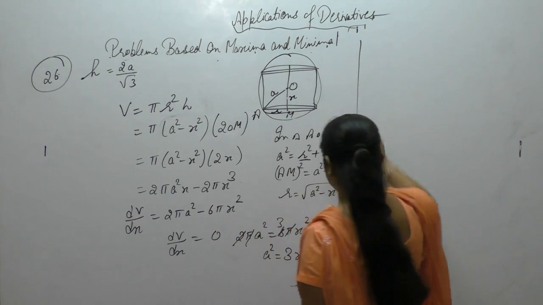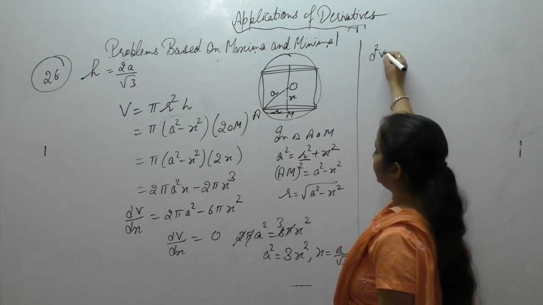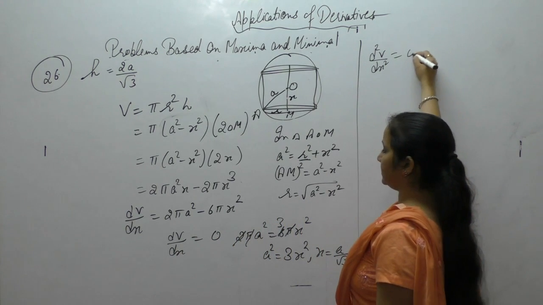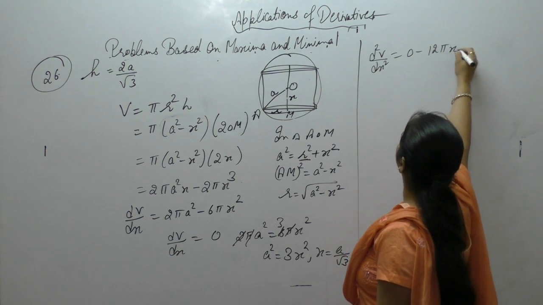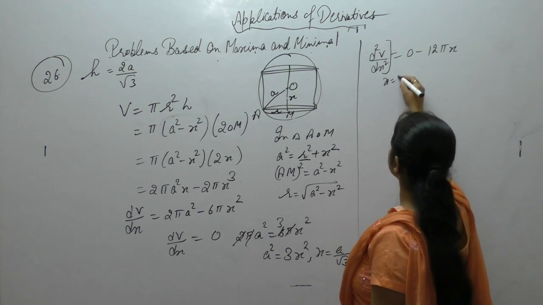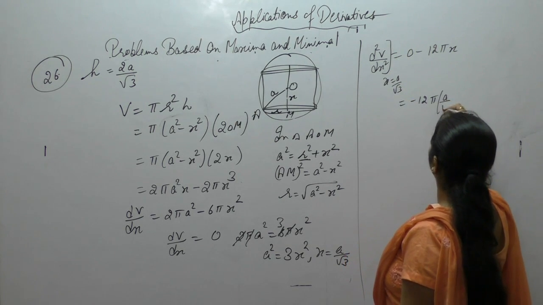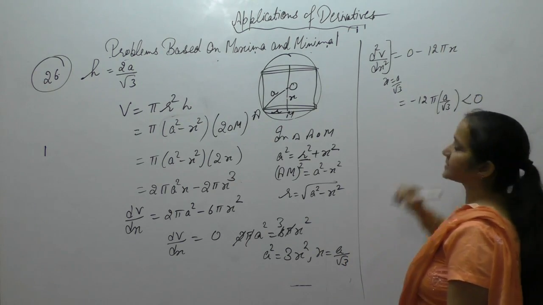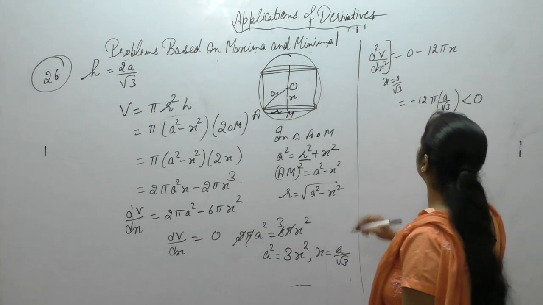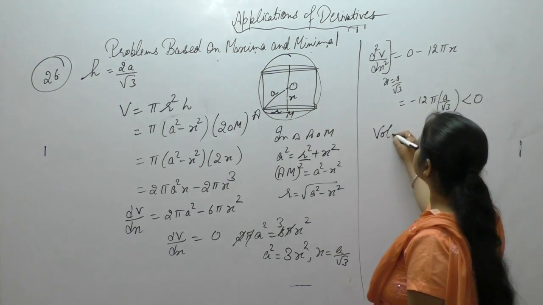Now find the second derivative. D square V upon dx square is 6 into 2, 12 pi x. When x is equals to A upon root 3, then also it is less than 0. Now volume is maximum.